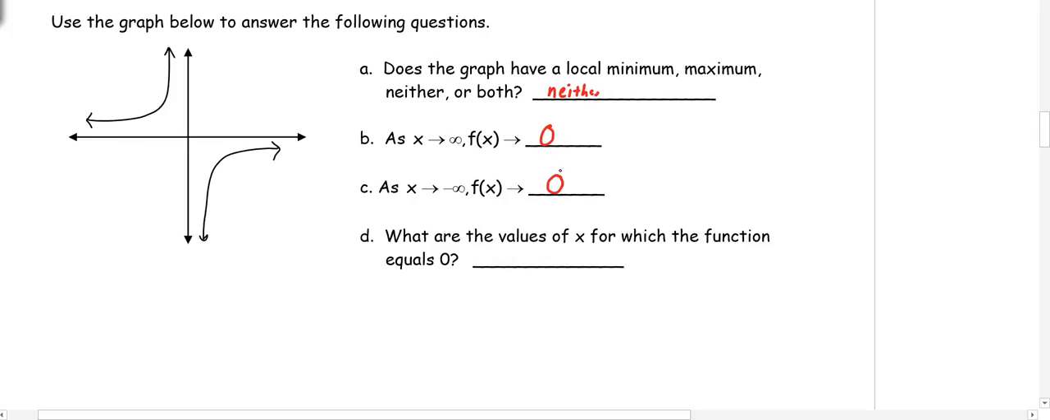What values of x for this function equal 0? In this case, we're never crossing the x-axis, so we have no zeros.